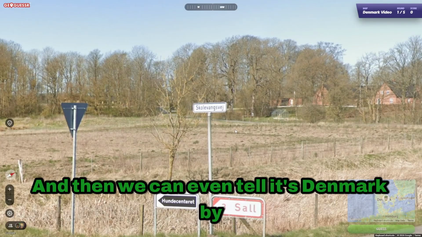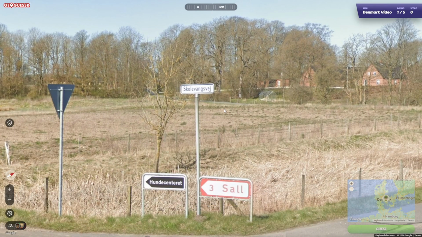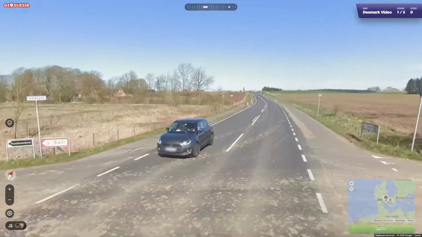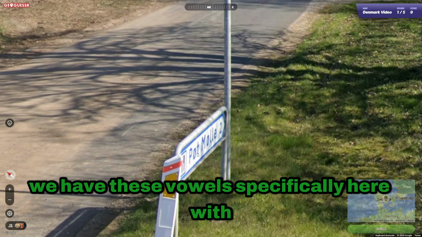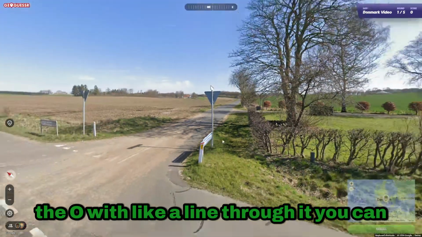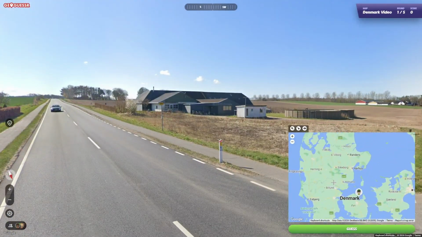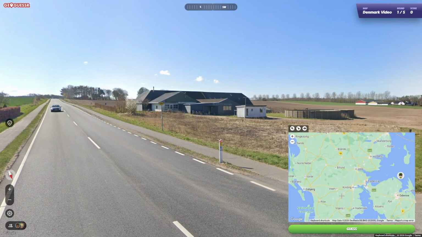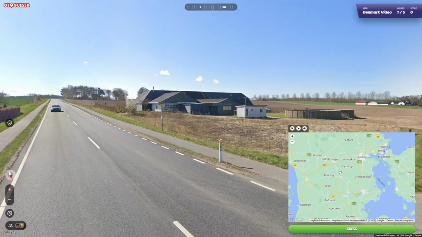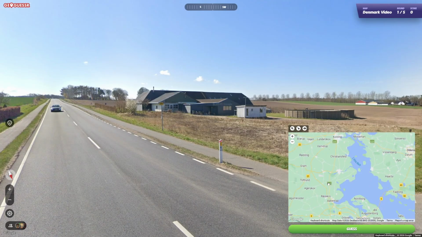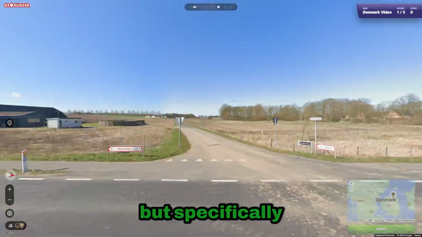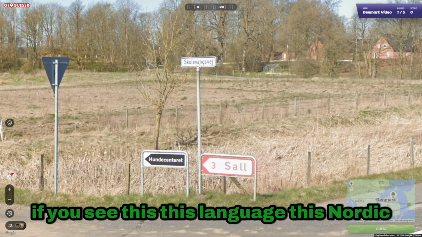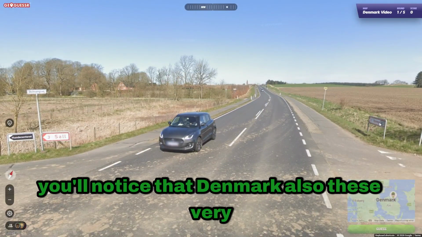And then we can even tell it's Denmark by the language. The Danish language is a Northern Germanic language, and you'll see, let's see if I can see it from here. Yeah, we have these vowels specifically here. The O with a line through it. You can see a weird looking A. There's the AE letter that people who speak English don't really know right there. That's Danish and Norwegian. But specifically, if you see this Nordic language, you'll know it's Denmark.